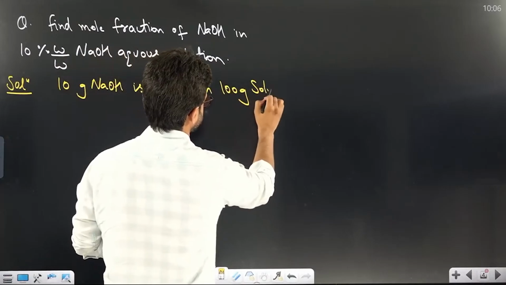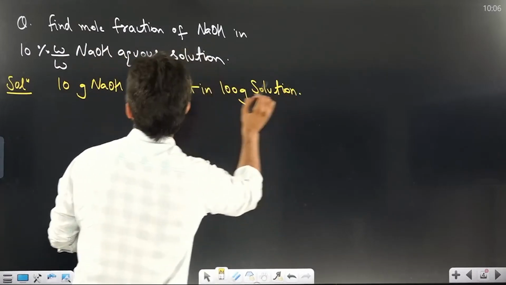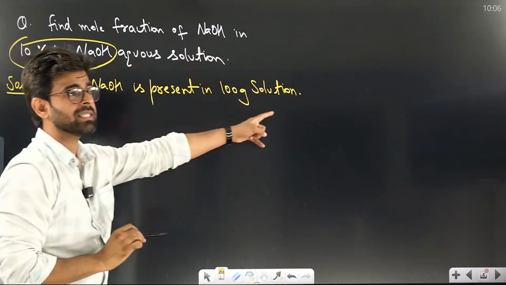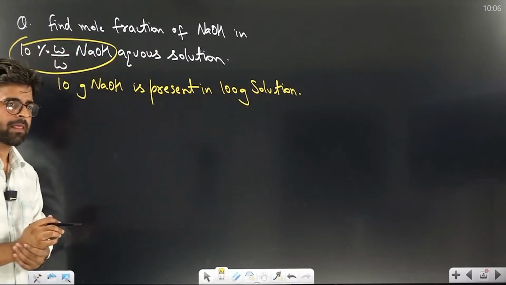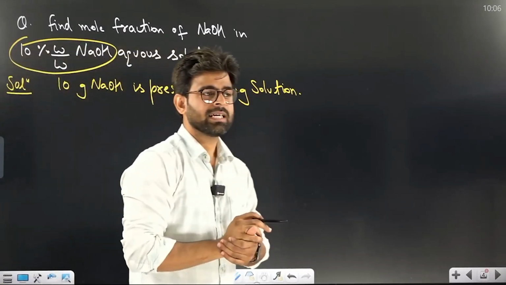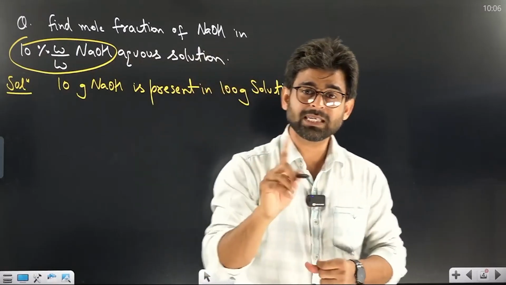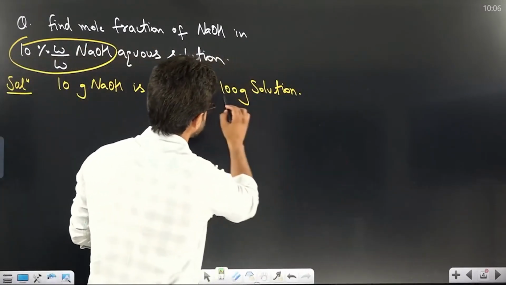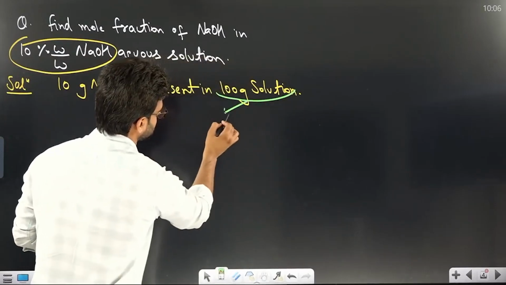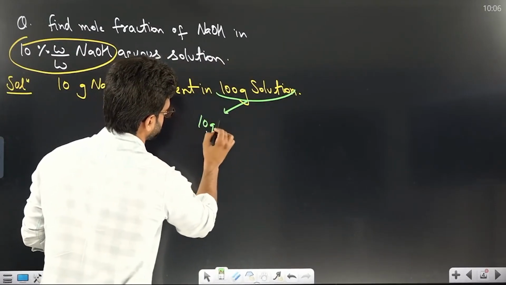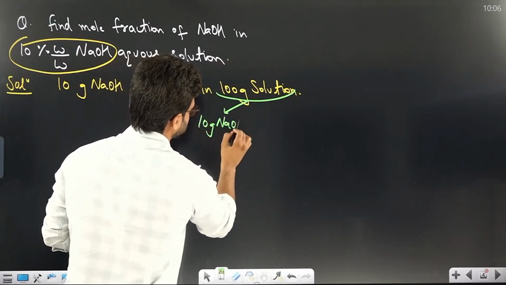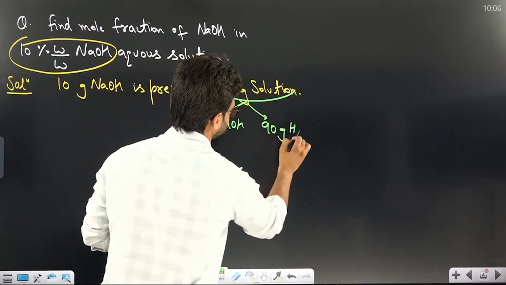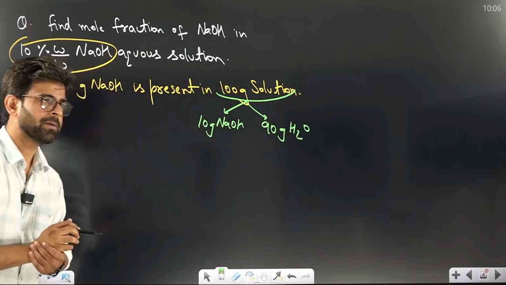This is telling us that 10 gram NaOH is in 100 gram solution. It means, out of 100 gram, 10 gram is NaOH and 90 gram is what? Water. 90 gram is water.